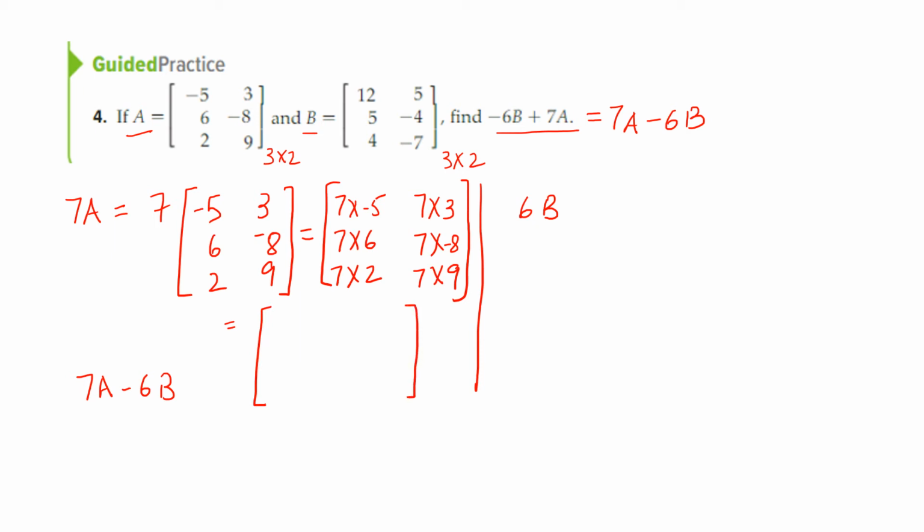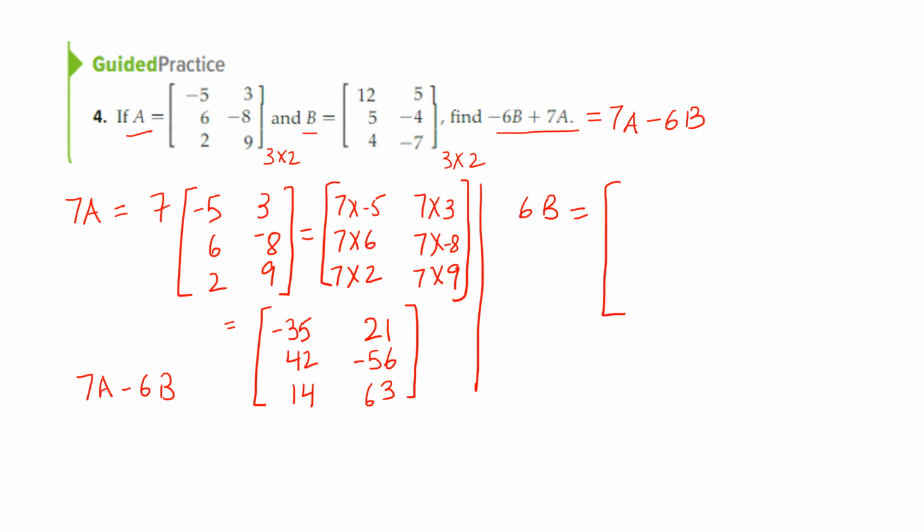So 7 5s are 35, so this is minus 35. This is 21. 7 6s are 42. This is 14. 8 times 7 is 56, so minus 56. And finally 9 times 7, that is 63. So that's your matrix 7A. We've used the concept of scalar multiplication. Now let's go to this one.